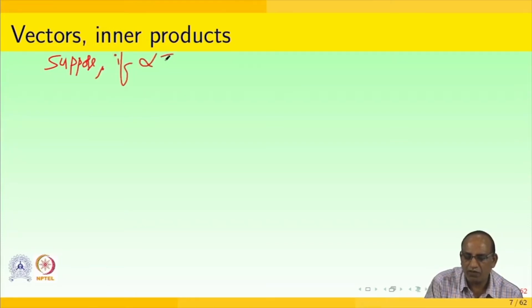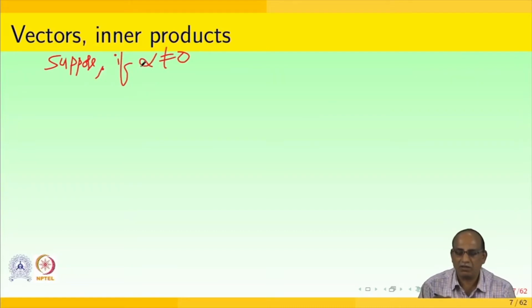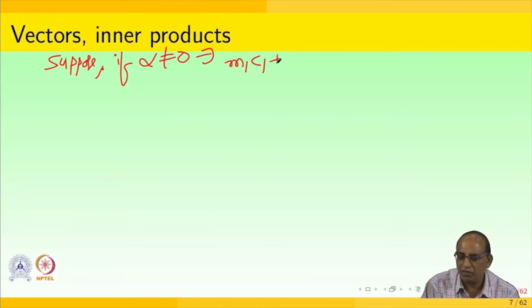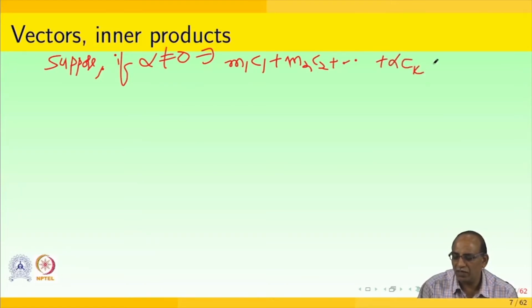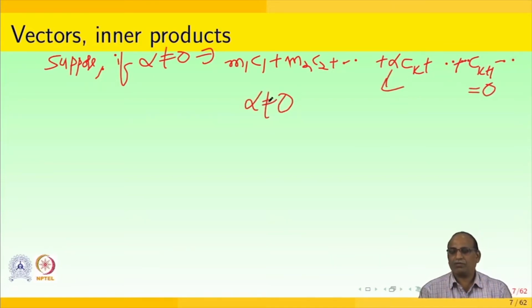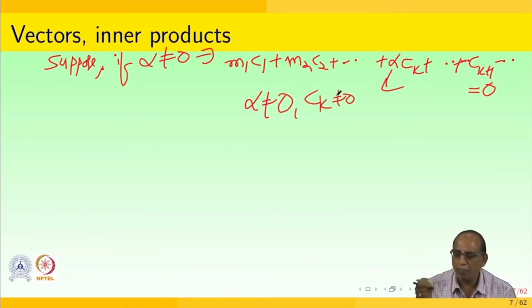Suppose there is a scalar alpha not equal to 0, such that m1 c1, m2 c2, alpha times ck plus etc. plus ck plus 1 etc. is 0, and alpha is not equal to 0, and ck is not equal to 0. Ck could be 0 or not equal to 0.